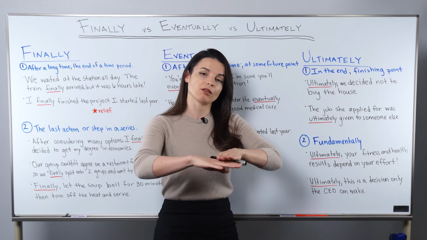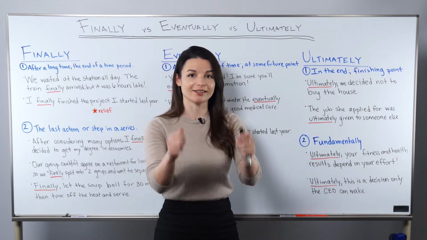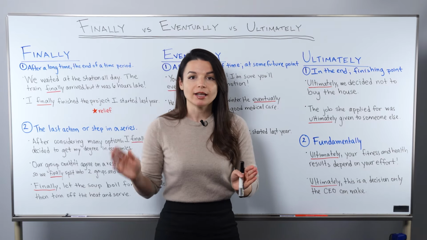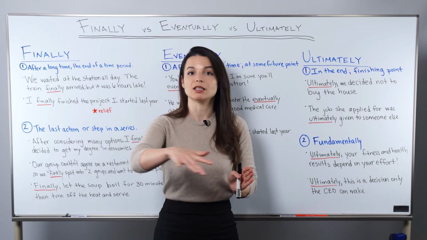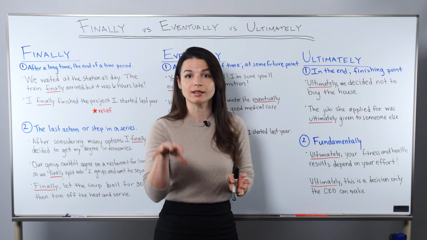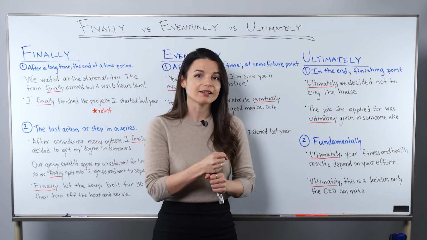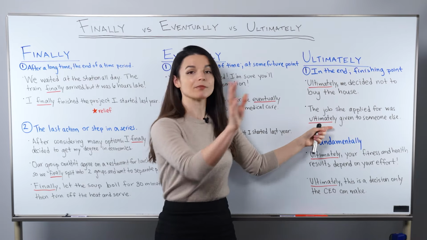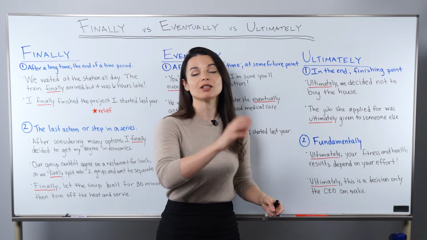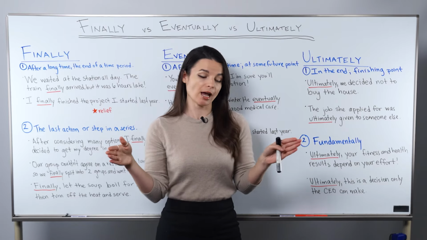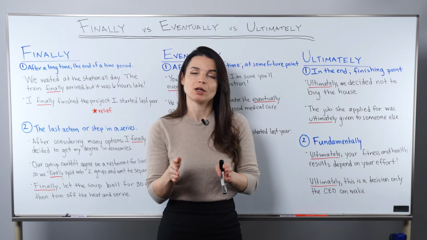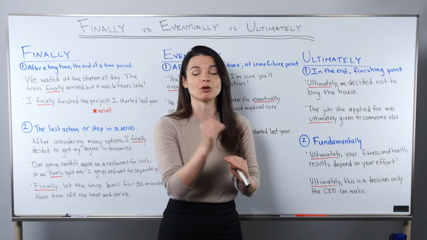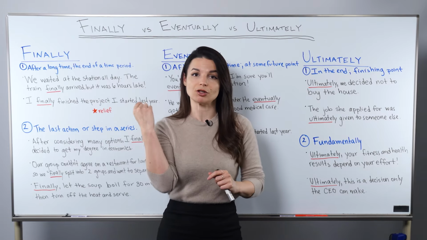This sounds like the people in charge of assigning the job had many different candidates to choose from. They had many different personalities and skills to consider. And the final decision, or in the end, the finishing point for their decision was someone else. We use ultimately to express this. Again, this can happen in a very short period of time. We don't have this sense of something happening gradually that we do with eventually.